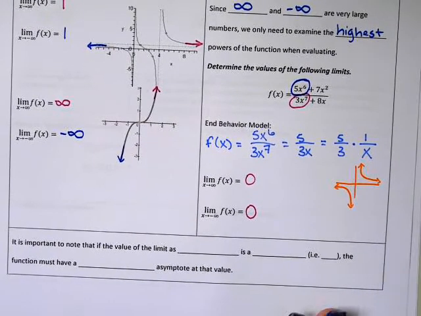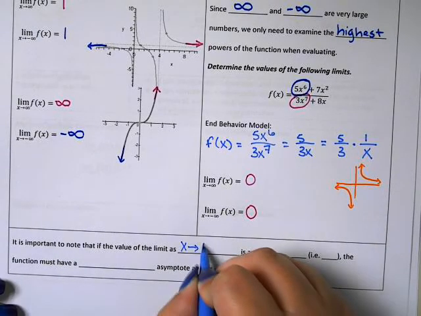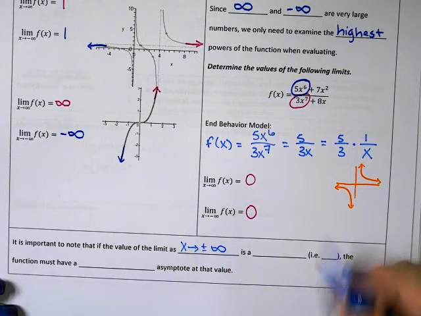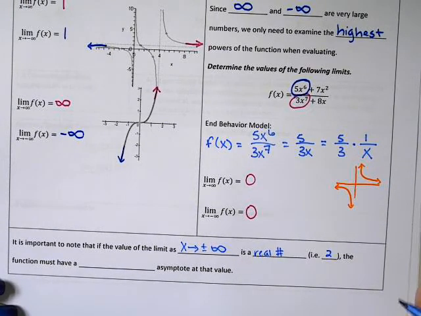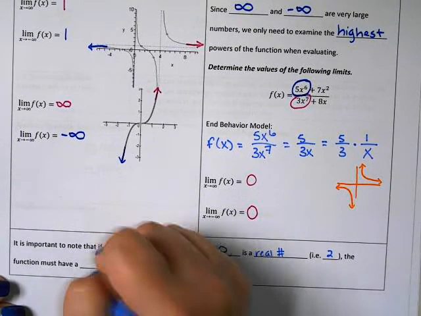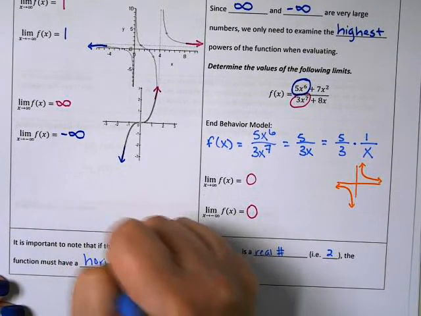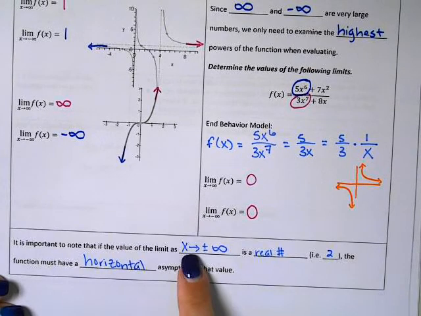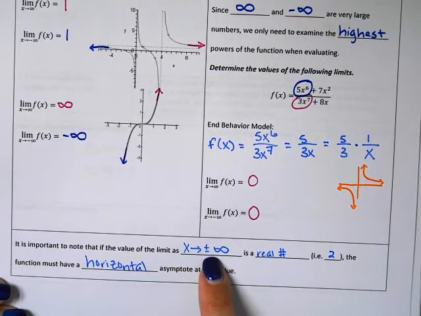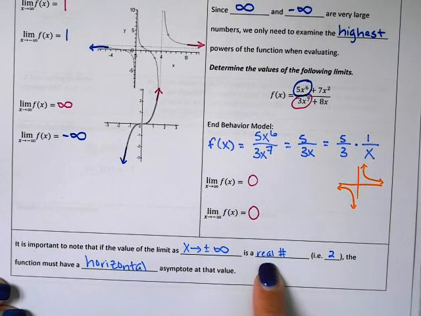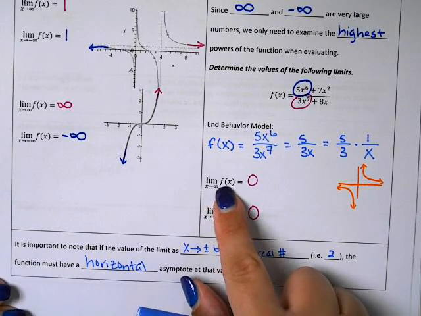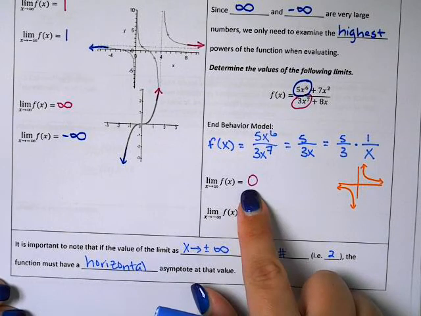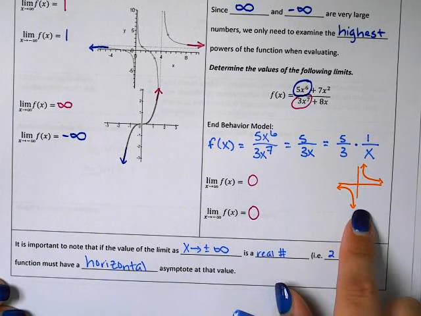So it's important to note that if the value of the limit as x approaches positive or negative infinity is a real number, so for example, if it's like 2, then the function must have a horizontal asymptote at that value. So if we ever say the limit of f of x as x approaches either positive or negative infinity equals some number, then that means there's a horizontal asymptote at that value. So here we said the limit as x approaches infinity of f of x equals 0. That means this function has a horizontal asymptote at 0.